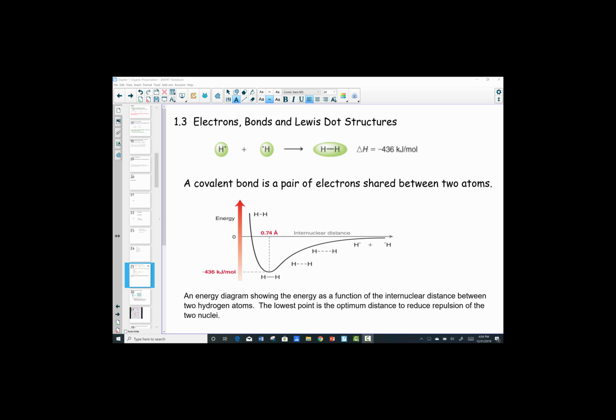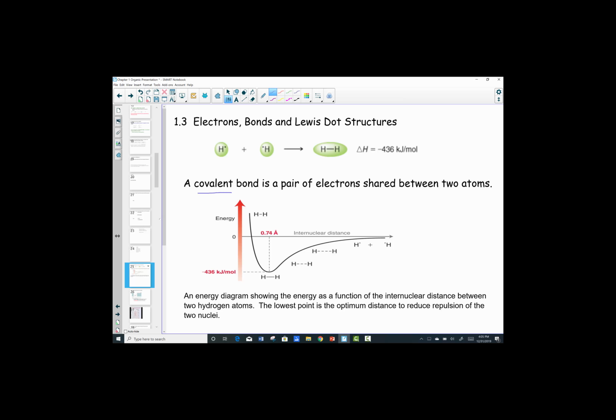We're picking up with our lessons in Chapter 1 of Organic Chemistry, looking at Section 3, Electrons, Bonds, and Lewis dot structures. I imagine that this section will be quite a bit of review and should come easily for us. We're defining the term covalent bond, which really is just a shared pair of electrons between two atoms.